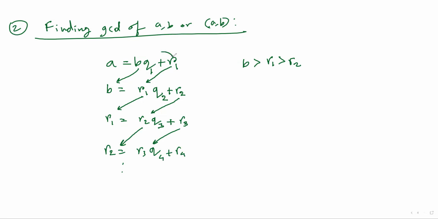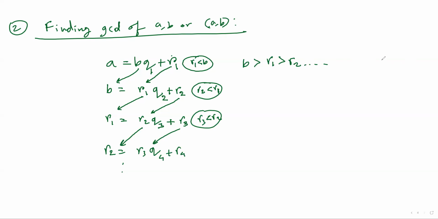By definition, R1 is a positive number, B is a positive number. So Euclid's algorithm tells us that R1 is less than B here. From similar logic, R2 is less than R1, because a remainder is not going to exceed the divisor, right? And R3 is less than R2, and so on. So B is greater than R1, R1 is greater than R2, and we have a strictly decreasing sequence.